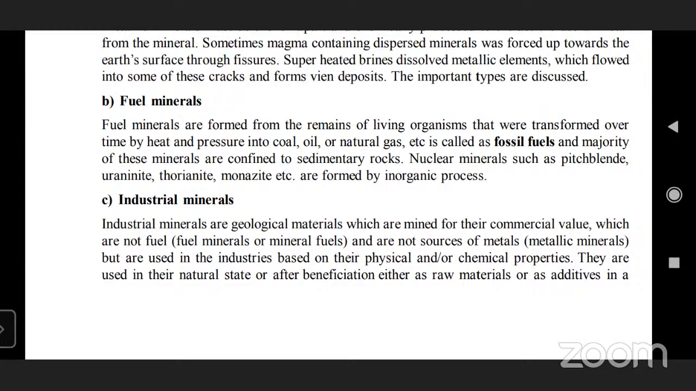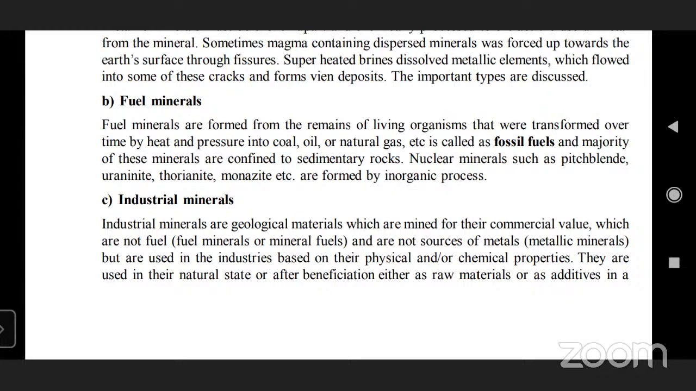The nuclear minerals, such as pitchblende, uraninite, thorianite, monazite, etc., are formed by inorganic processes. Most of the fossil fuels are formed by the remains of plant and animal organisms. But the nuclear minerals such as pitchblende, uraninite, thorianite and monazite are formed by inorganic processes. So these are the nuclear minerals which are formed by inorganic processes.